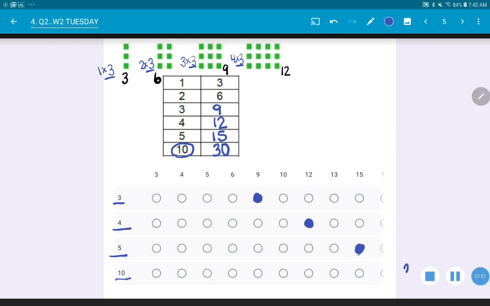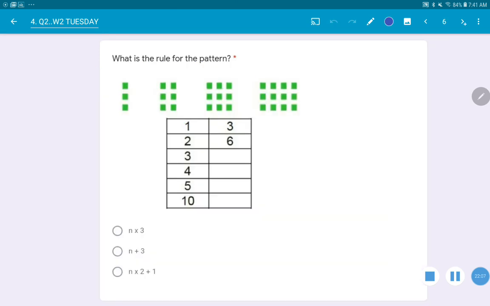And that got cut off when I took the screenshot of your actual daily math, but you had to drag that over to find the 30 to select. So remember we said what was happening is each time we were multiplying by 3. So the rule for the pattern is n times 3. It doesn't matter what number I substitute for the n, I will always multiply it by 3 to get the other side of the table.